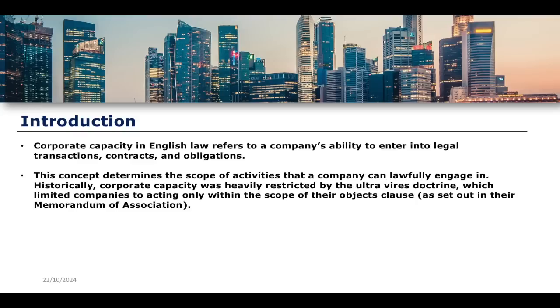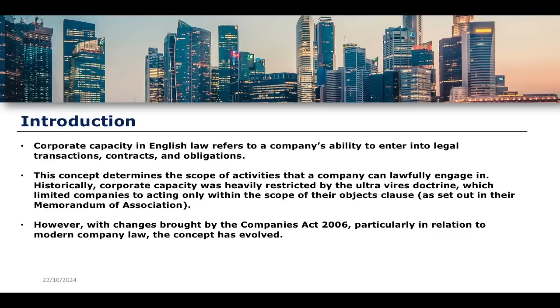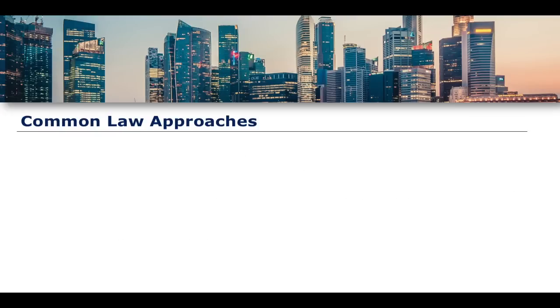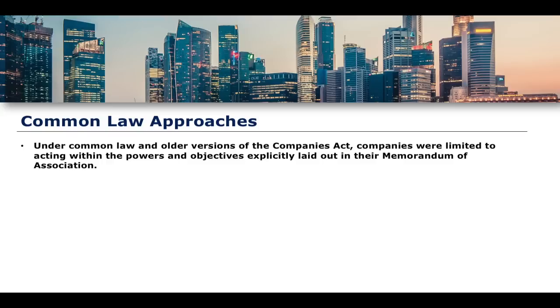Essentially, a company can only act within the scope of their objects clause, which is often set out in either their memorandum of association or articles of association, but will fundamentally form the company constitution. So changes brought with the Companies Act 2006 have evolved the ways in which corporate capacity operates within modern company law. This lesson is going to think about the common law approaches first, and then talk about the modern approaches and the ways in which the ultra vires doctrine operates today. So let's begin.